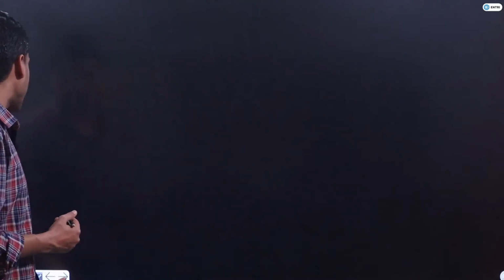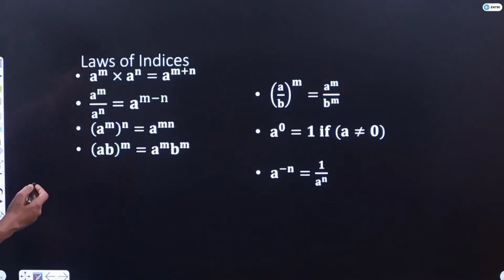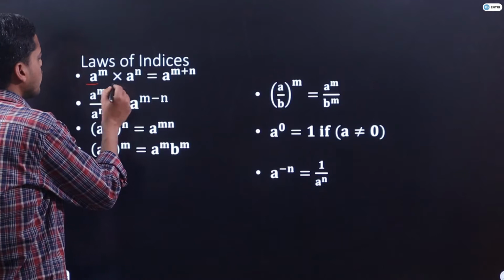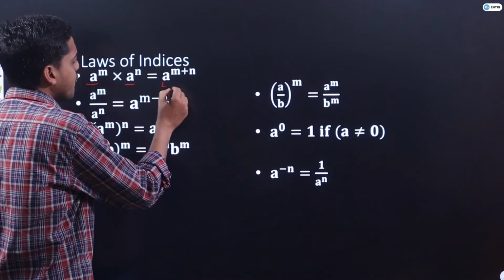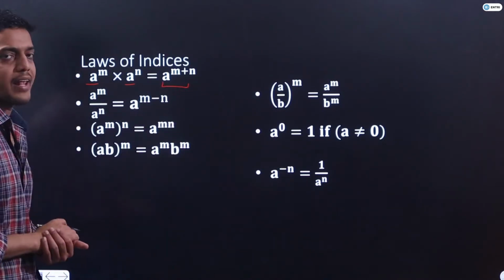Very basic properties are there in surds and indices. For example, if I take some certain properties of indices, it will be like a to the power m into a to the power n will be equal to a to the power m plus n.